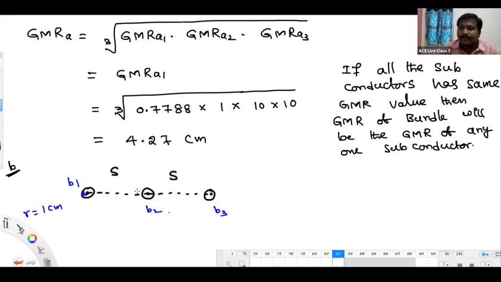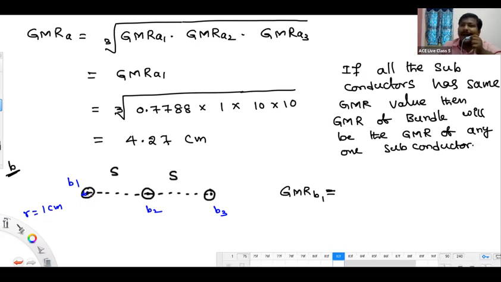Okay, let's proceed with this now. What is GMR B1? What is the self term of B1? R dash, 0.7788 into R. B1 to B2, how much gap do you have? S. B1 to B3, how much gap? 2S. So the cube root of this is the GMR of the subconductor B1.